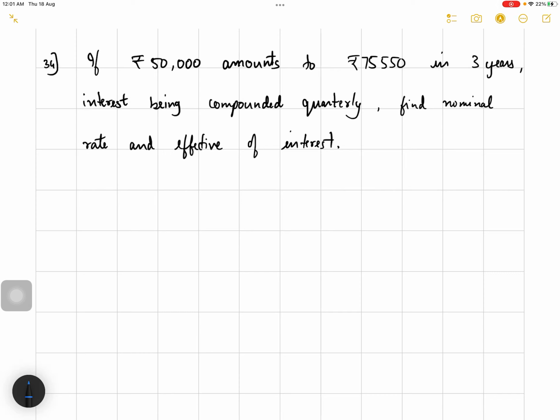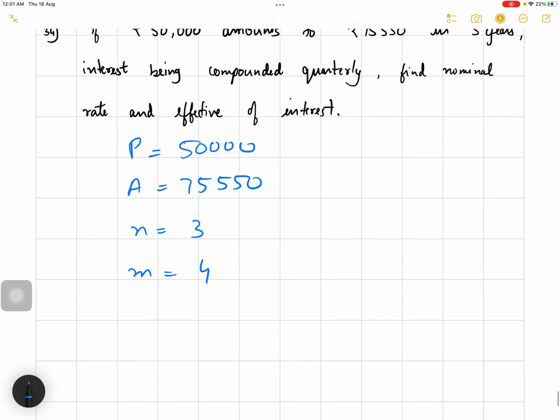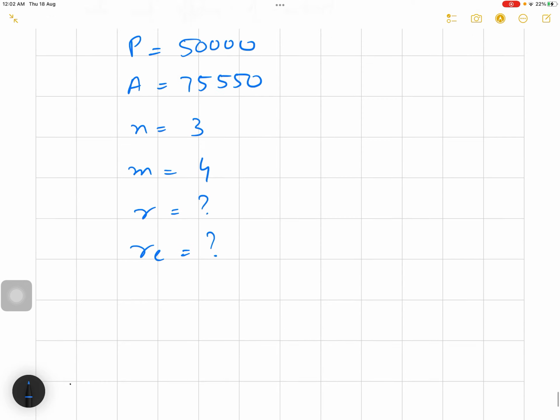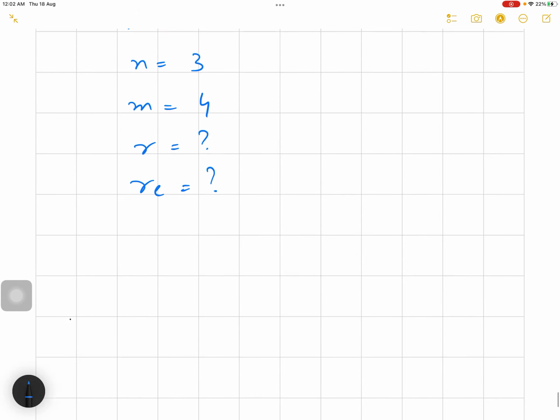Before finding R, let us see what all things are given. Here P is equal to 50,000, A is equal to 75,550, N is 3 years, interest being compounded quarterly, so M is 4. You are supposed to find R and RE also. So let's find R first.